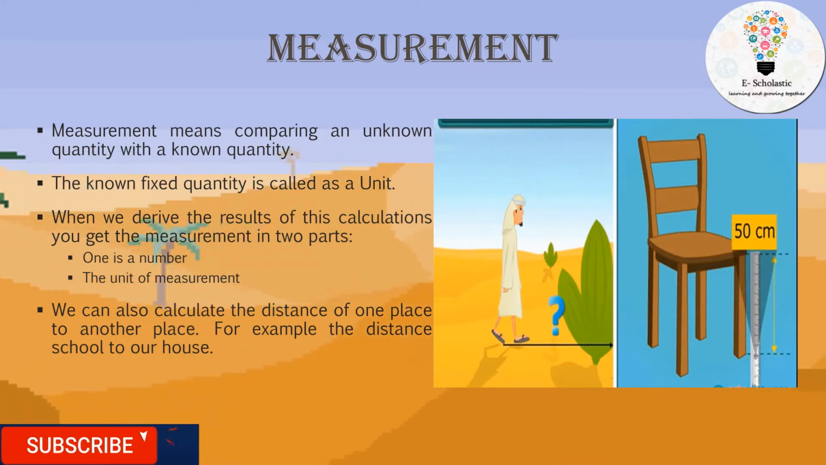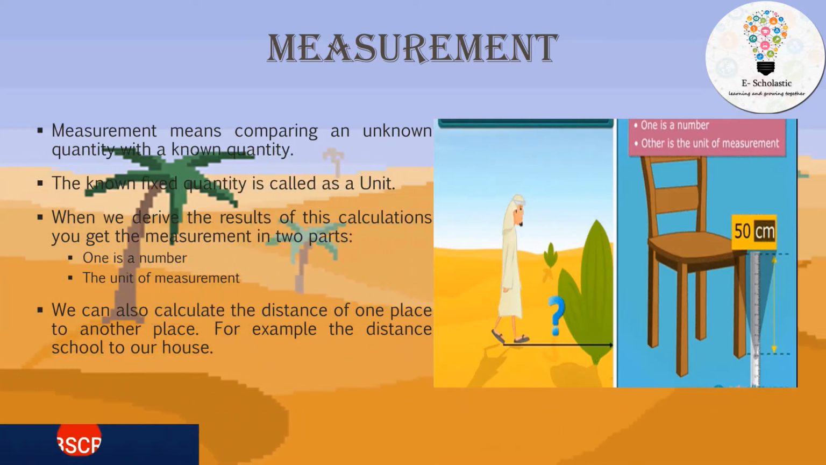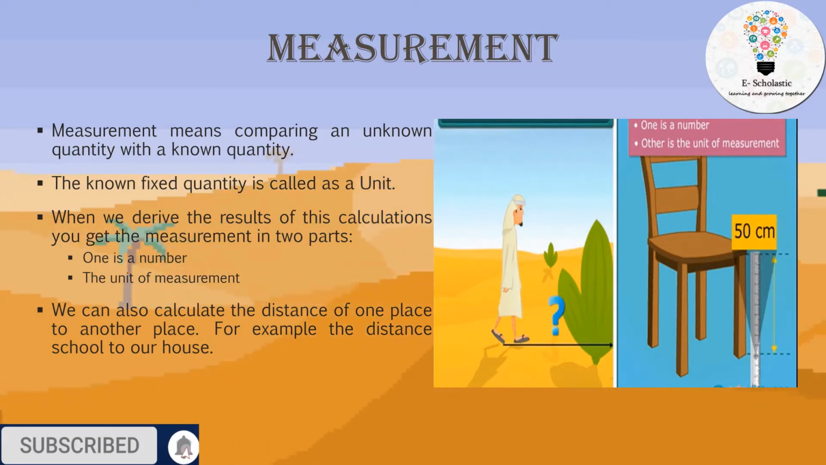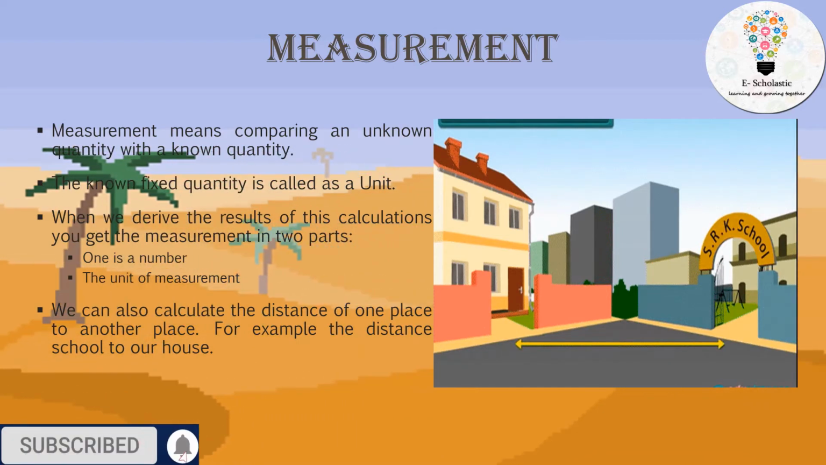By this process of measurement, we can easily calculate the distance from one place to another. For example, we can know the distance between the school and our house easily.